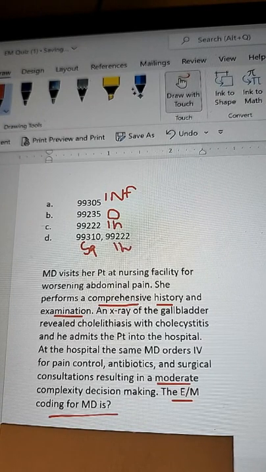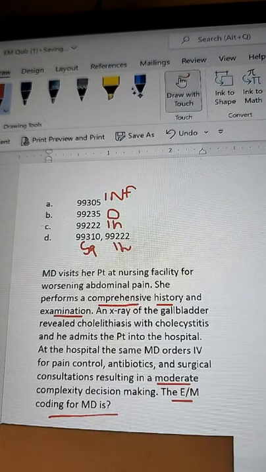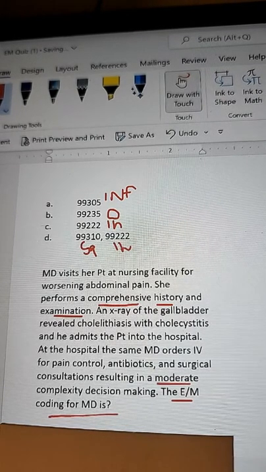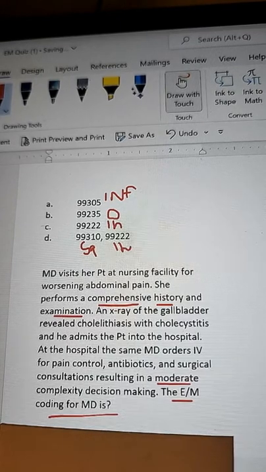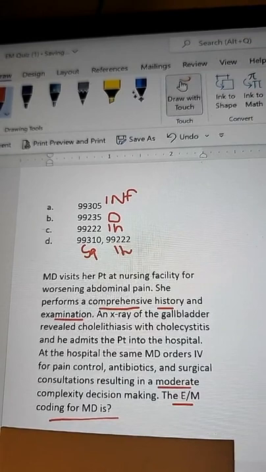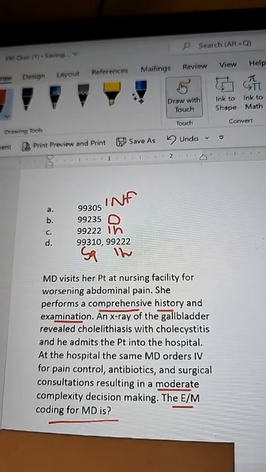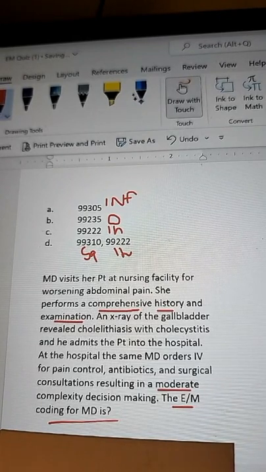What do you think the answer is? I've got one C. Another C. I got an A. I got a D for the nursing visit. Another A. Bunch of A's.